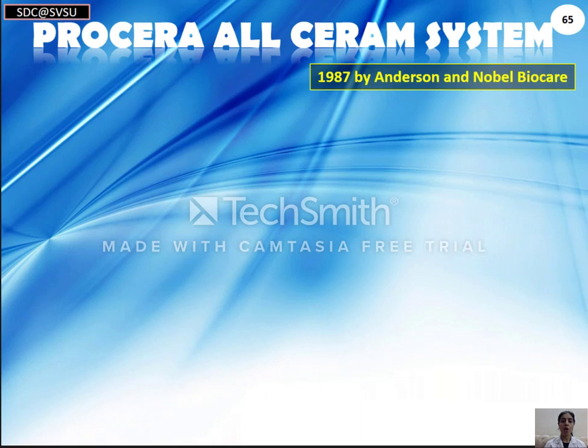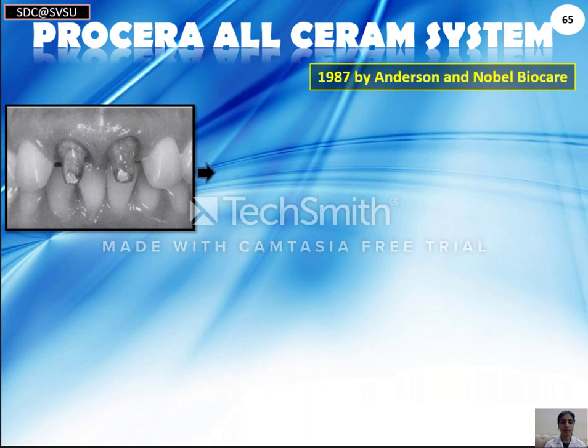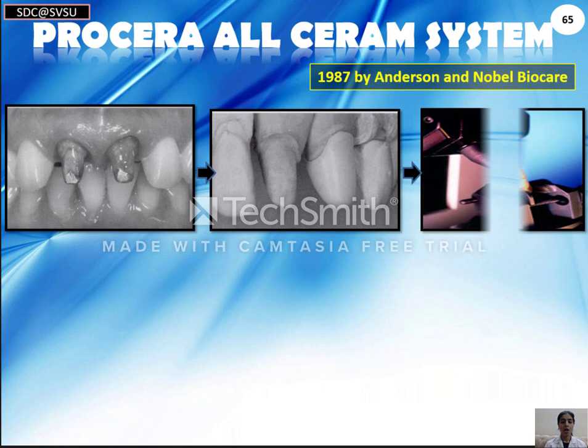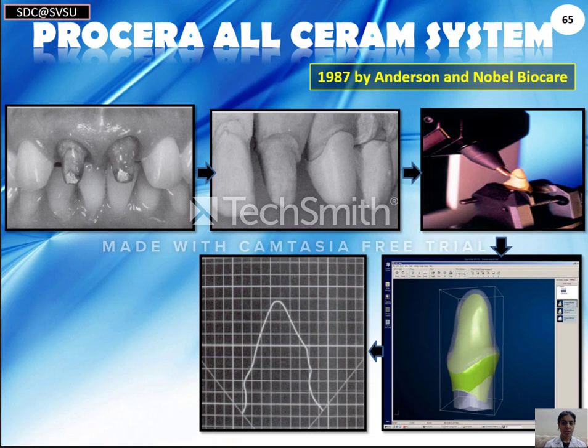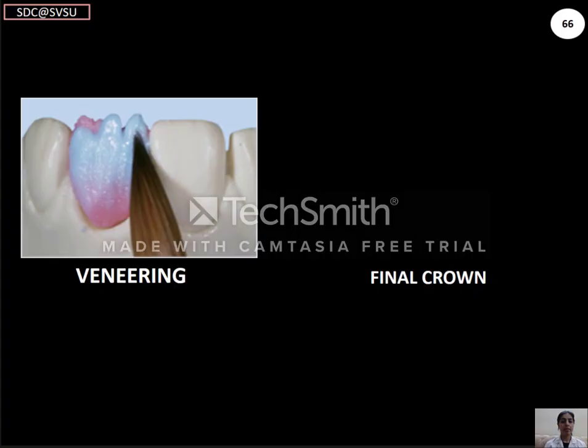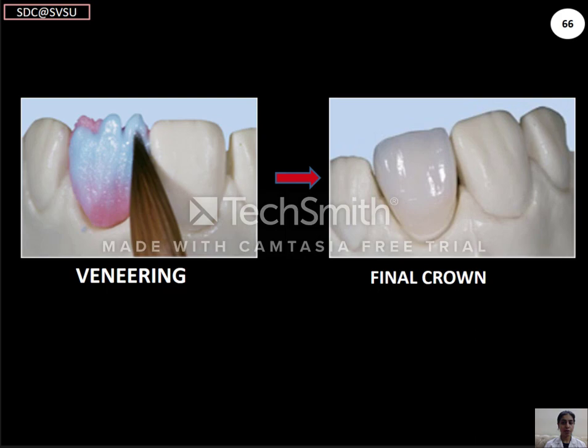The Procera AllCeram system, it was introduced by Andersson and Nobel Biocare in the year 1987. In this, after the tooth preparation has been done and the master cast has been poured, an optical scanner is used to scan the surface of the master die, which is then sent via a modem to the Procera production facility. At the production facility, an enlarged die is fabricated through a CAD-CAM process that compensates 15 to 20% sintering shrinkage of the alumina core material. The high purity alumina powder is pressed onto the die and is milled to the required shape. The coping is then veneered and we receive the final restoration.